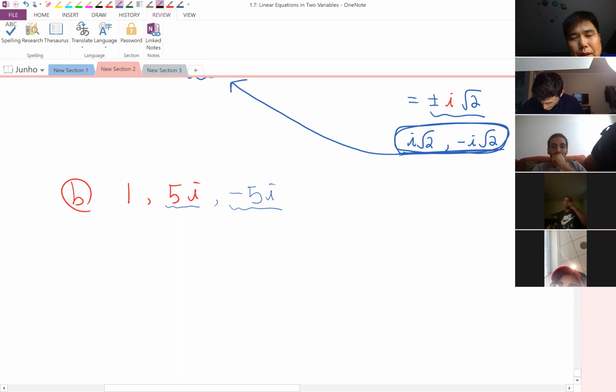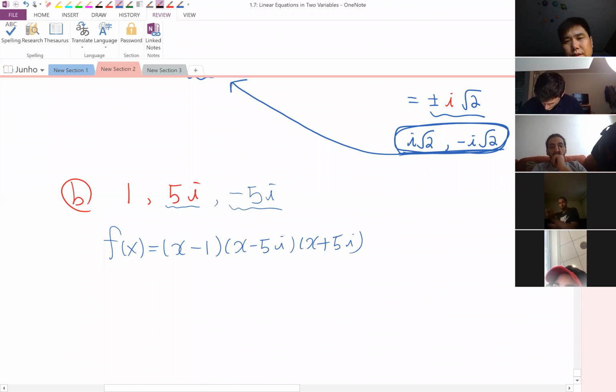And now we are making the factoring form, which means taking the opposite and putting it into the x minus something. So f(x) equals x minus 1, x minus 5i, x plus 5i. So make sense? Yes.